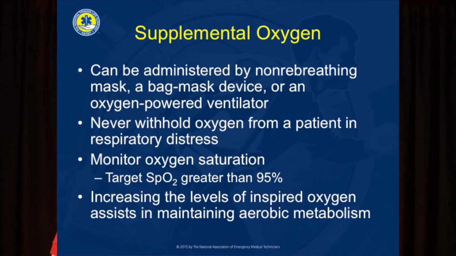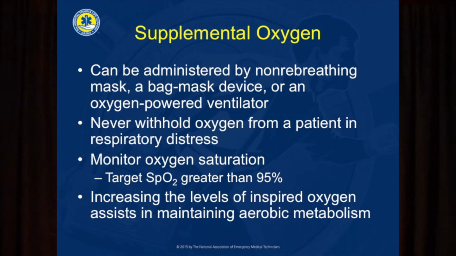As far as supplemental oxygen goes, non-rebreather mask, bag valve mask, ventilator. Notice we didn't say nasal cannula. For these patients, oxygenation is key. Remember, one of the triangle of death sides was acidosis, and that most often comes from hypoxia and switching to anaerobic metabolism. So make sure your patients are oxygenated. Never withhold it, especially from those in respiratory distress.